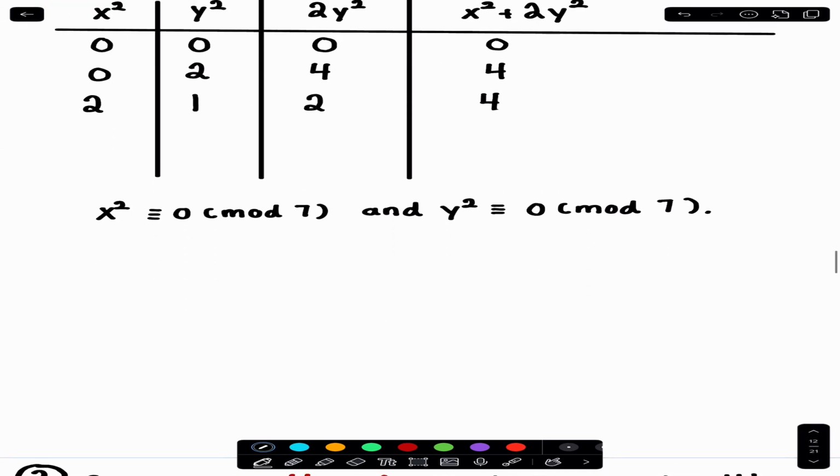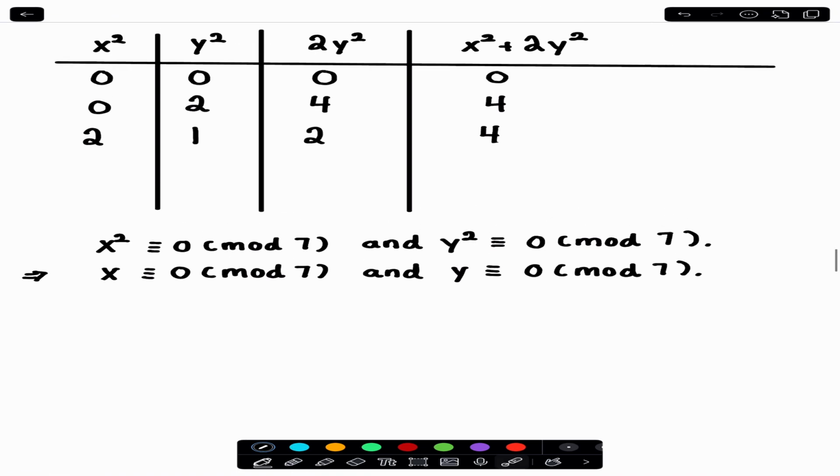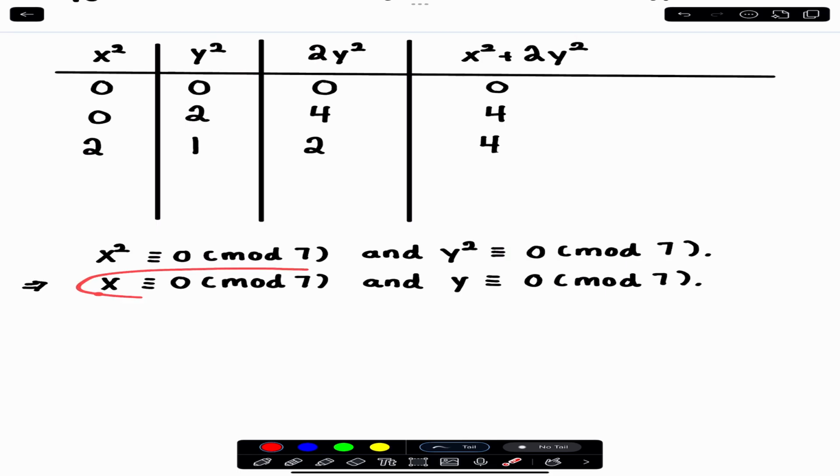Now, if x squared is congruent to 0 mod 7, we can actually do better than that. This automatically means x must be congruent to 0 mod 7, and that means y is congruent to 0 mod 7, because that's the only way to square this and still be 0 mod 7. 0 squared is congruent to 0 mod 7.